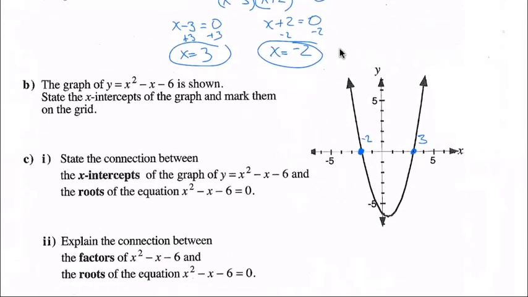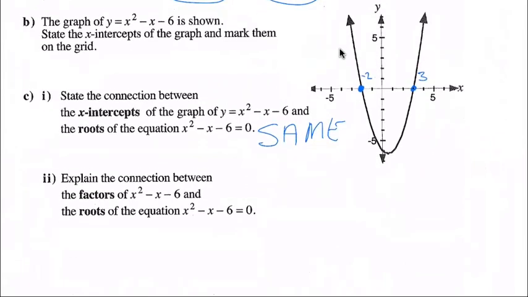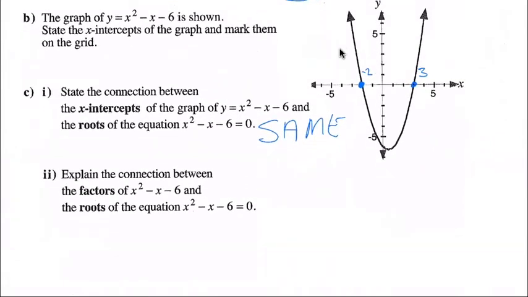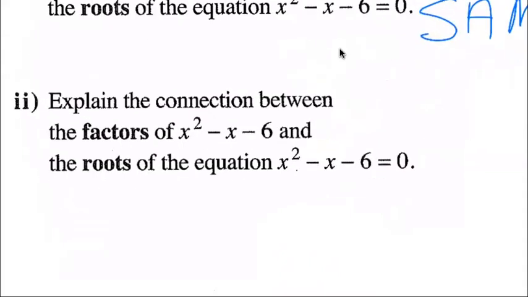Question C, state the connection between the x-intercepts of the graph of y equals x squared minus x minus 6 and the roots of the equation x squared minus x minus 6 equals 0. They are the same. Explain the connection between the factors of x squared minus x minus 6 and the roots of the equation. Okay. The values that make those factors 0 are the same as the roots, right? So using the zero product law.